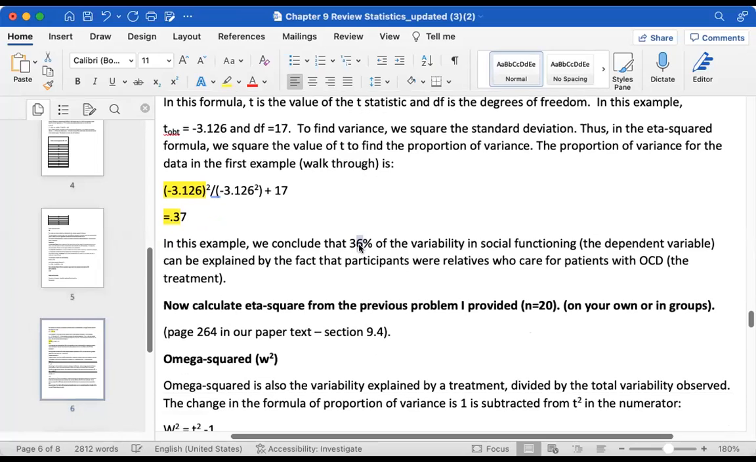And then if you multiply it by 100, we conclude that 30% of the variability in social functioning, the dependent variable, can be explained by the fact that participants were relatives who care for patients with OCD.